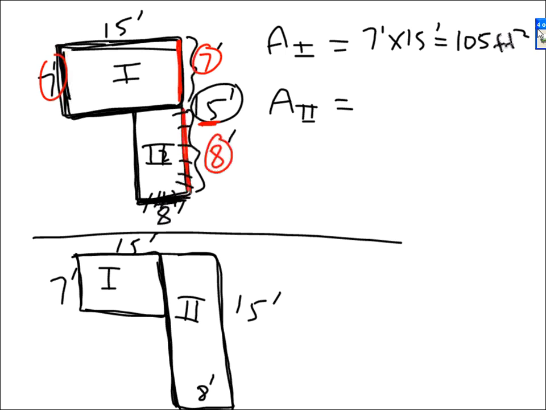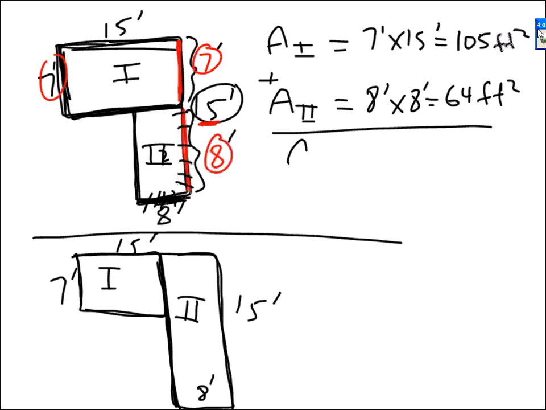8 feet by 8 feet, why that's 64 square feet. And if you add area 1 plus area 2, the total area, which I'll denote by A, and when I add those 2, I get 169 square feet. That problem is done. Bottom.